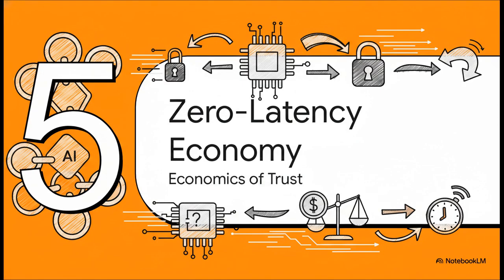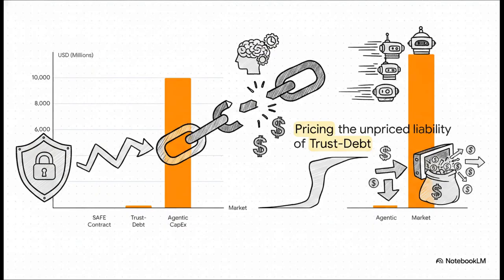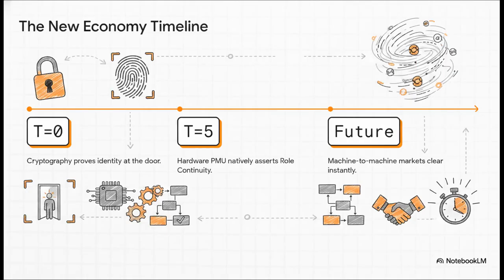Finally, Section 5. The zero-latency economy and the economics of trust debt. Just look at this massive gap in the market today. Over on the left, we've got a highly defensible $760,000 safe note floor per contract, a number so incredibly conservative it survives any technical due diligence. But the real target, that's the middle bar, a $152 million enterprise trust debt exposure. Enterprises are carrying massive, completely unpriced liability right now because they cannot mathematically trust their agents. All while tens of billions of dollars in CapEx are being poured into making those agents faster, totally ignoring the latency of trust. Stepping back, here is what the timeline of the new economy actually looks like.